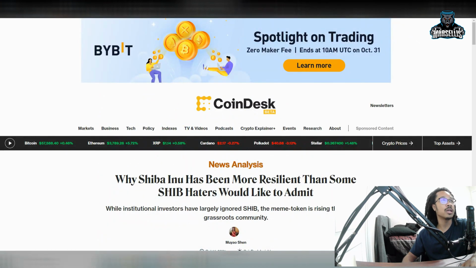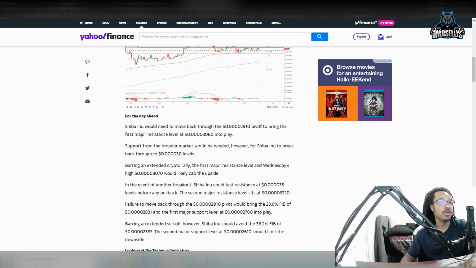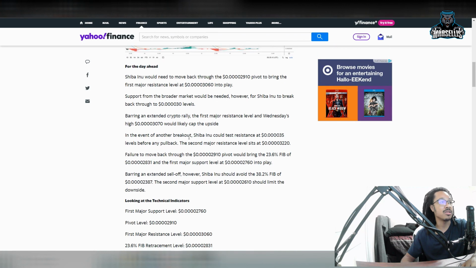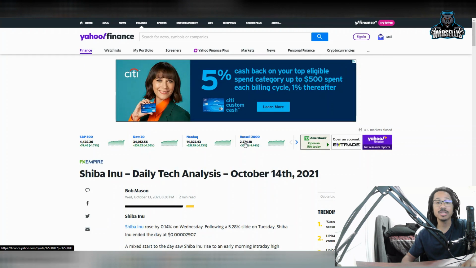And then when you look at this technical analysis, they pretty much go over the same thing that we just went over. They do it in the same way: 2910 pivot, and then the 3060 major resistance, as you can see over there. So our first major support level at 2760, we got the pivot at 2910, we got the first major resistance at 3060. So that's pretty much what we're seeing here inside Shib. Hopefully we can continue to rise here.